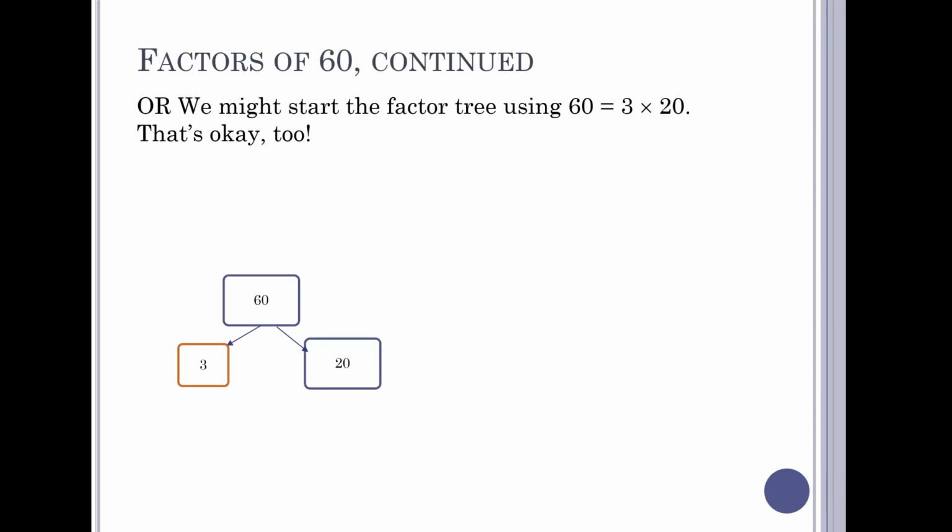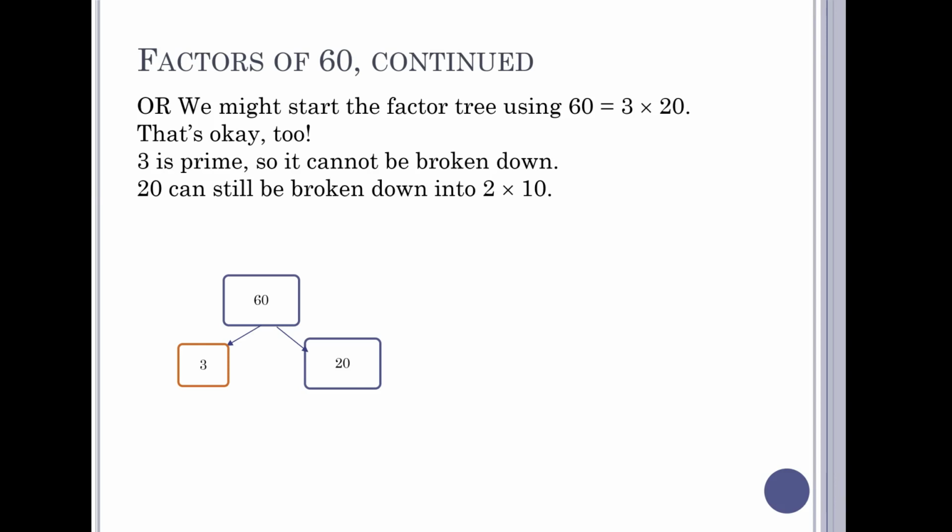Now, don't think that this means you have to do the factor tree 2 different ways. I'm just showing you if you started it in a different way, you will still come up with the same factors. So I made 3 be orange just to show you stop at 3 because it's prime. But 20 can still be broken down.